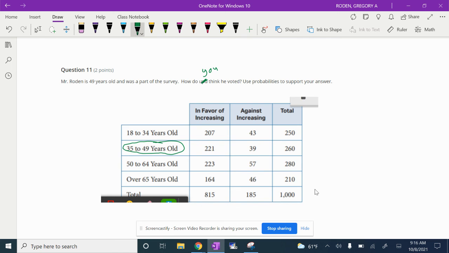So it's most likely that Mr. Roden would have voted in favor of increasing it because, it's not that he couldn't have been one of the 39, but most likely the probability of Mr. Roden voting for it is much greater than the probability of Mr. Roden not voting for it. So I would say he voted for it. So that was a pretty simple question.